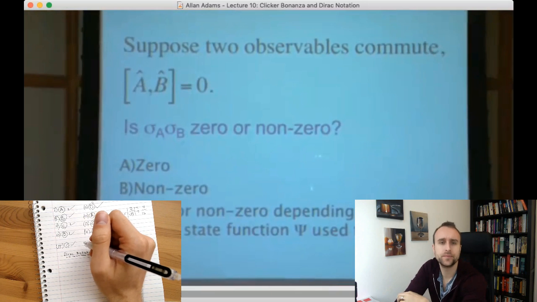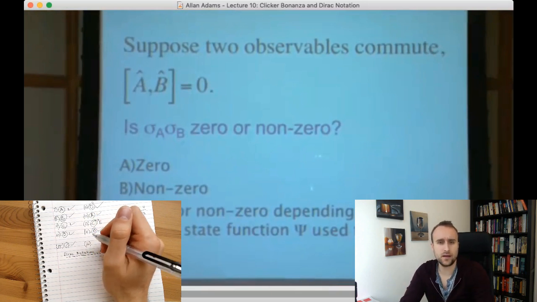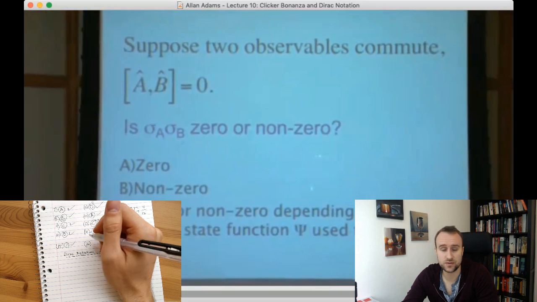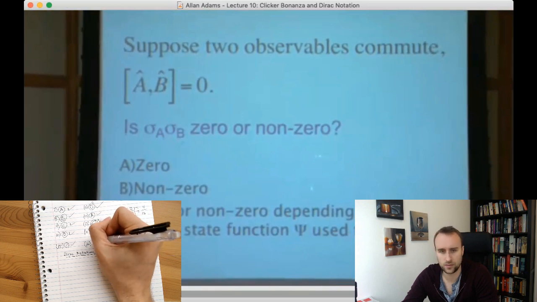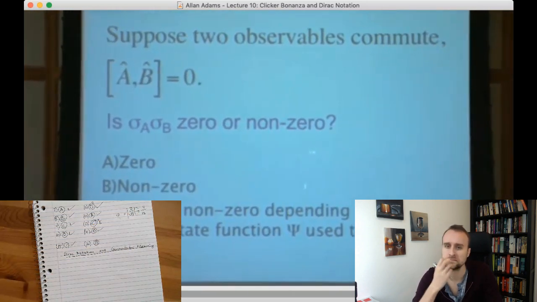Ooh, this is a tricky one. I actually don't know this one. All right, let's think about it. Well, I'm going to say non-zero, because standard deviation is always positive. And if we took A with itself, say the position function with itself, that would commute to 0, but yet we would have this not being 0. So I'm going to go with B. But let's see if that's right.